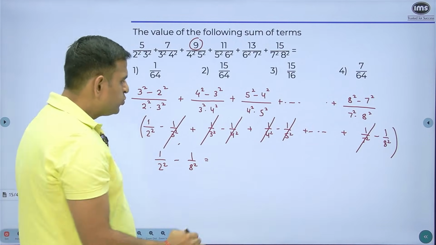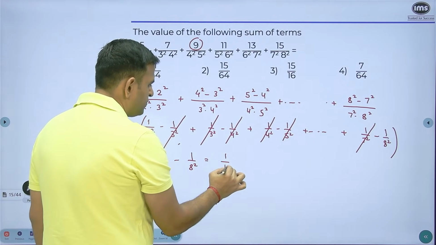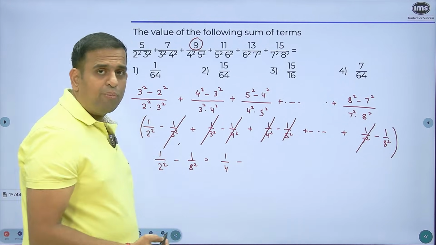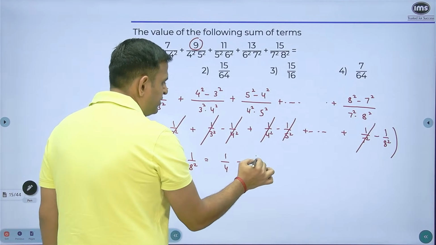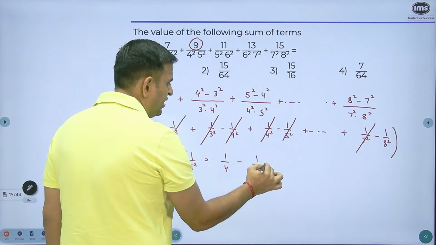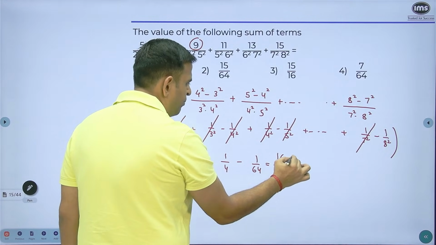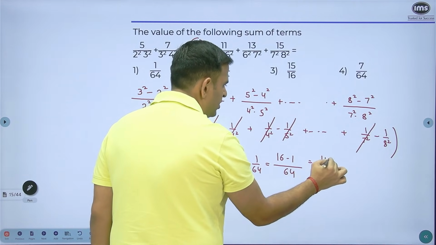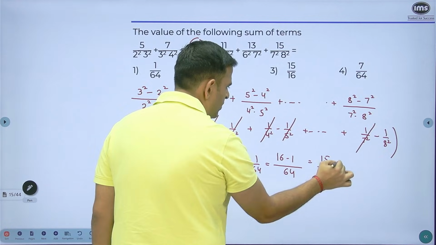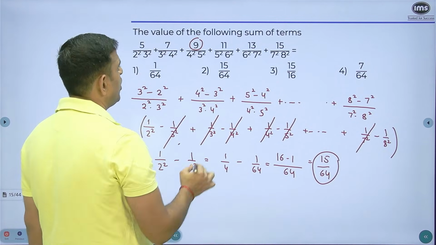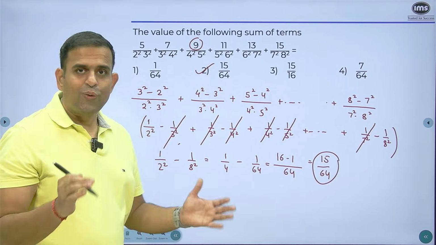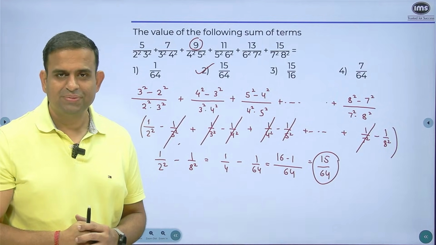So 1 upon 2 square becomes 1 by 4, minus 1 upon 8 square becomes 1 by 64. Take the LCM, 64: 16 minus 1, so 15 over 64. Hence, one can say option number 2 is the required answer for this particular question.